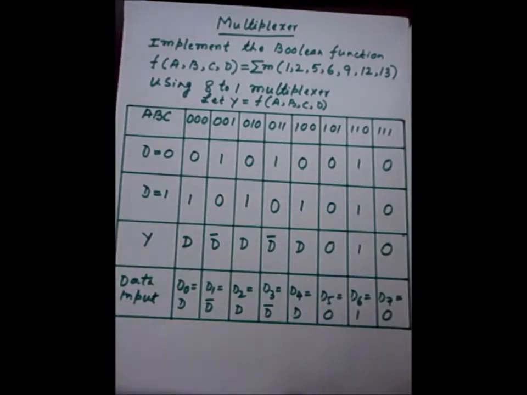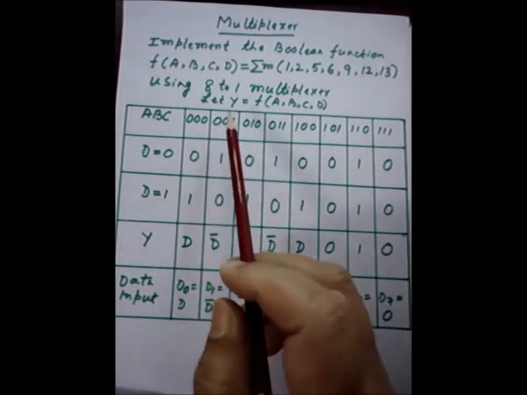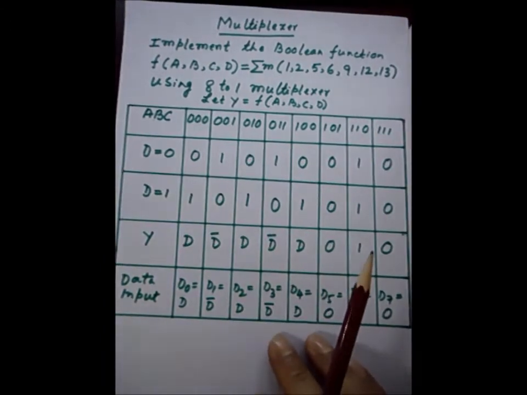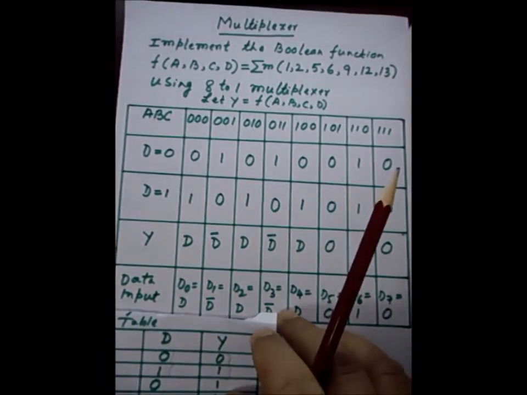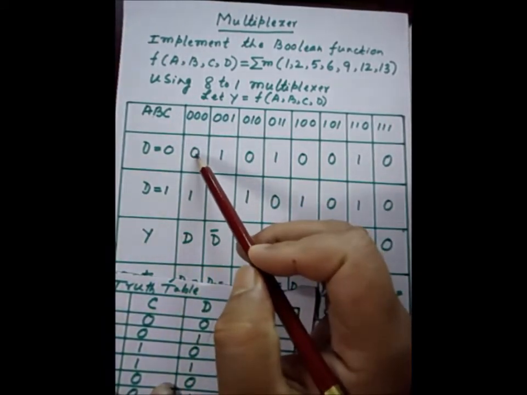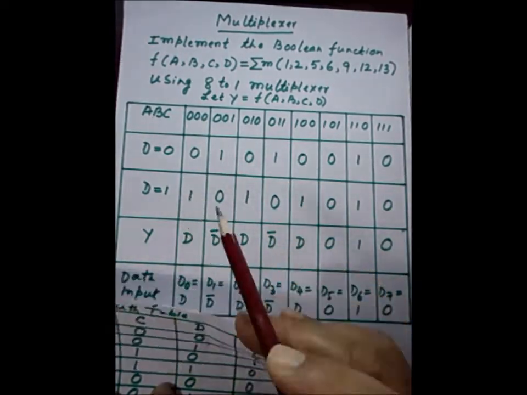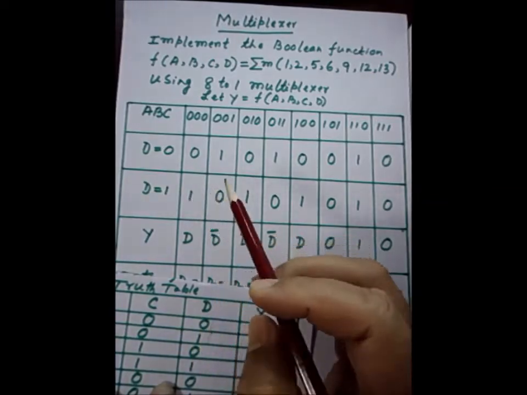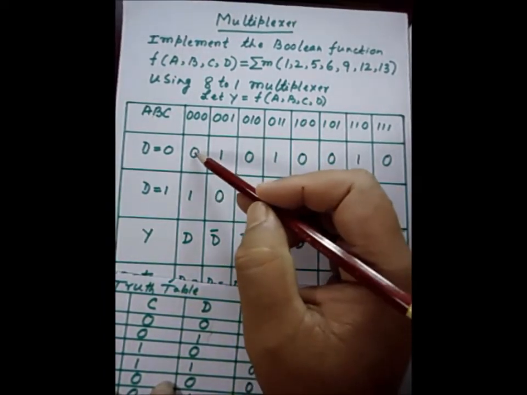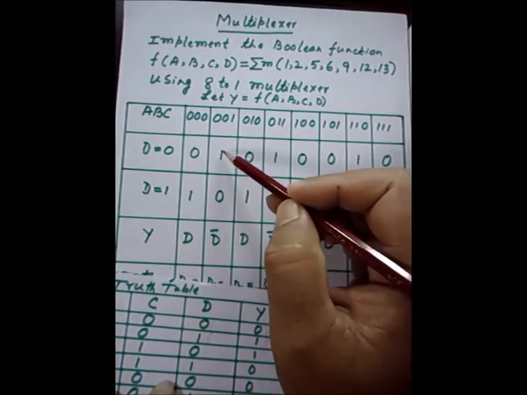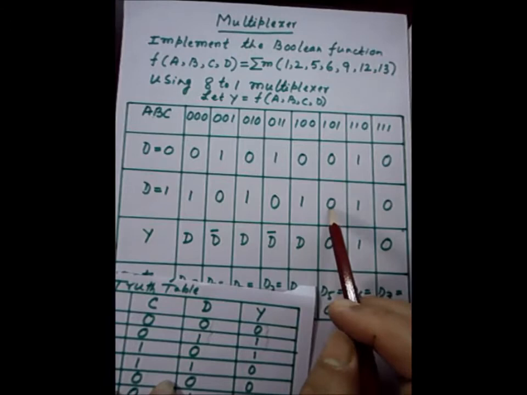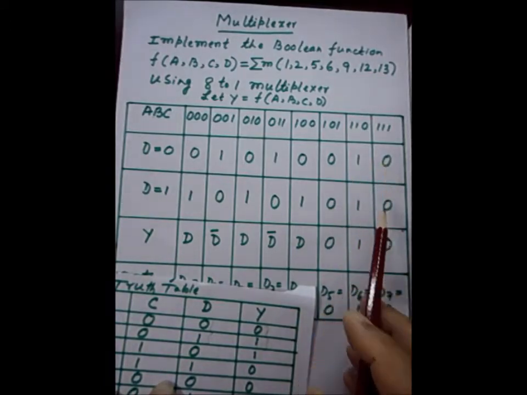Here we are showing that the ABC variation is from 000 to 111. There are 8 variations, and in the other 2 rows we are showing D0 and D1. When A, B, C are 0, 0, 0 and D equal to 0, the output is 0. When 0, 0, 0 and D equal to 1, the output is 1. We are putting that here. This is the decimal I am talking about: 0, 1, 2, 3, 4, 5, 6, 7, 8, 9, 10, 11, 12, 13, 14, 15.